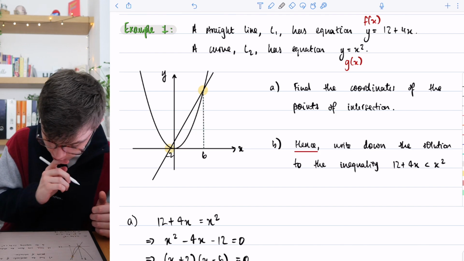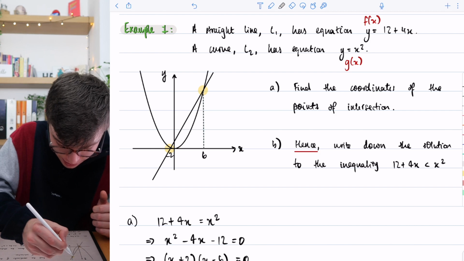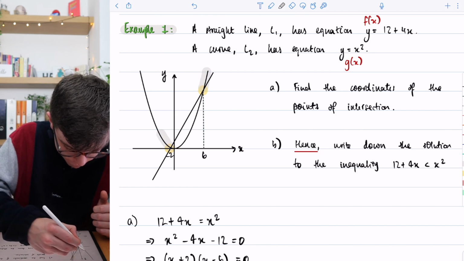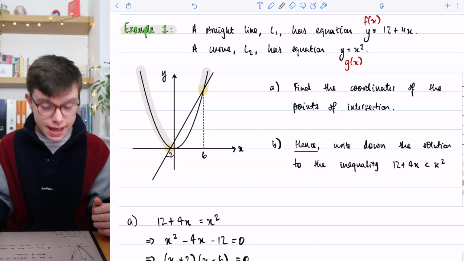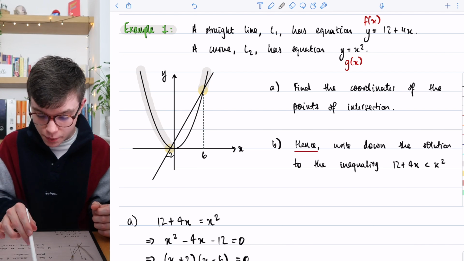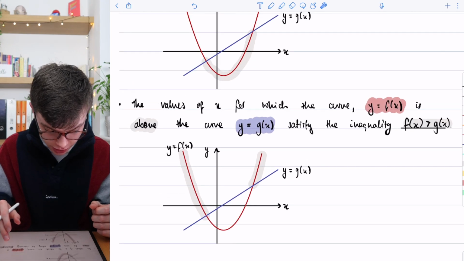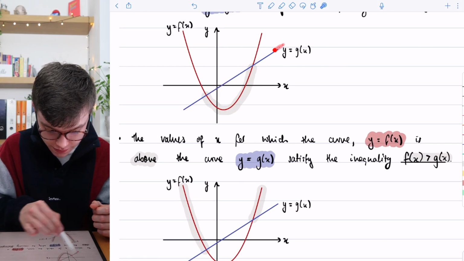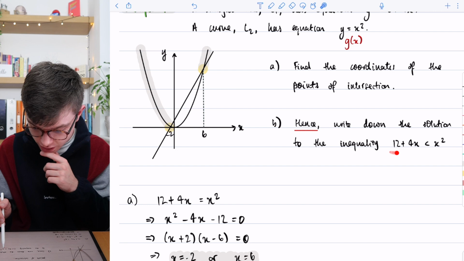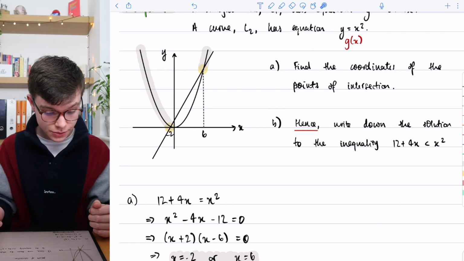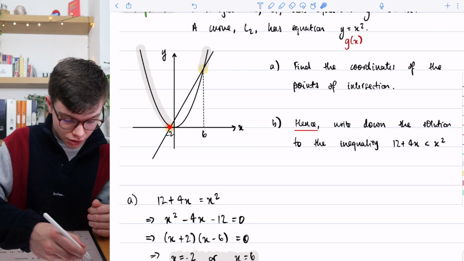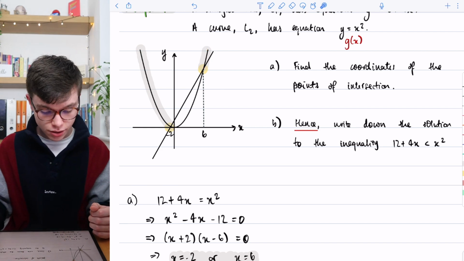is this part here. Okay, it's that part there. Nearly highlighted the wrong part there. We want the straight line to be less than the curve. Now here, the curve was less than the straight line, but here we wanted the straight line to be less than the curve because we did them the other way around. So we want this part of the graph and that part of the graph.